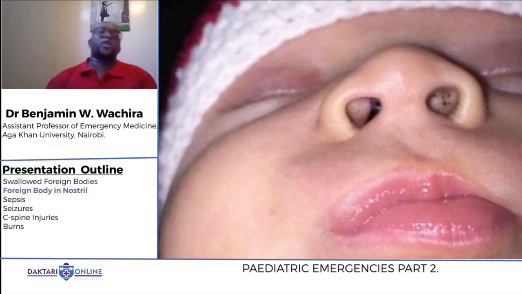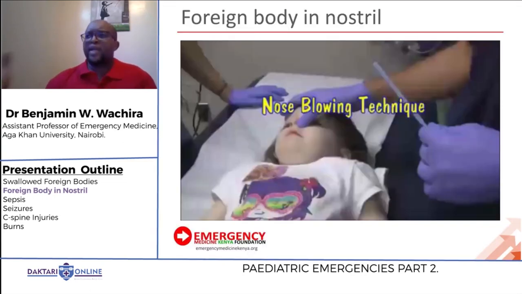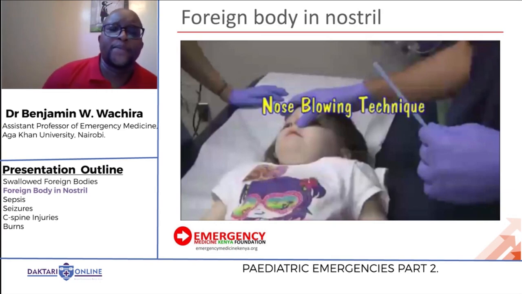And so I'm going to show you a sample of techniques that you can easily use to remove it, even at home. I've removed one from my neighbor's child, they brought a child here with something stuck in the nose. So, a couple of techniques that are easy, quick, safe, and do not need the child to be assaulted in the process.